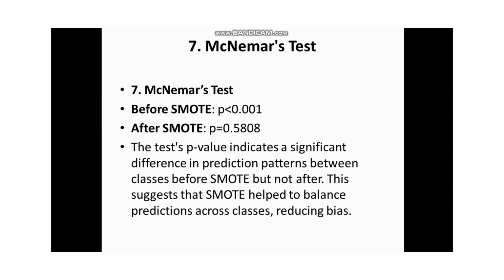So for McNemar's test, before SMOTE the p-value is less than 0.001, meaning there is a significance, and for after SMOTE the p-value is equal to 0.5808, saying that there is no significance. So the p-value indicates a significant difference in prediction patterns between classes before SMOTE, but not after SMOTE. So this suggests that SMOTE helps to balance prediction across classes, reducing bias.